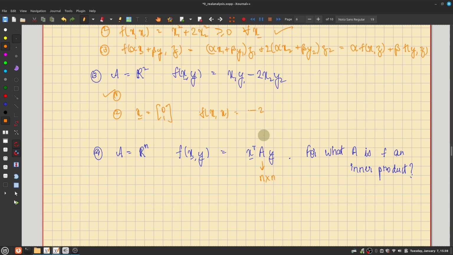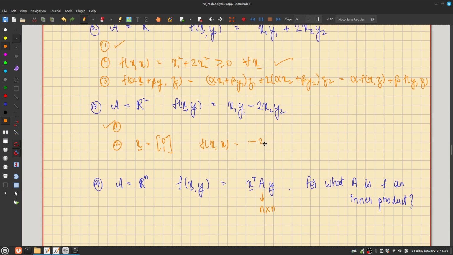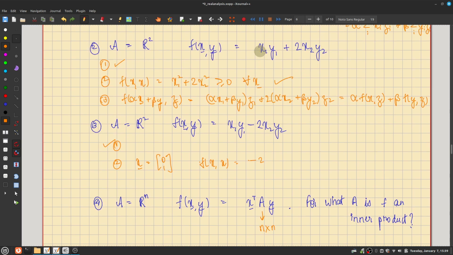I agree. So the question is, is the definition of this function clear? So I have a matrix A, some n by n matrix A, and the inner product, or whatever, this function f of x, y is defined as x transpose A times y. So if I look at the second example, what is A in the second example?